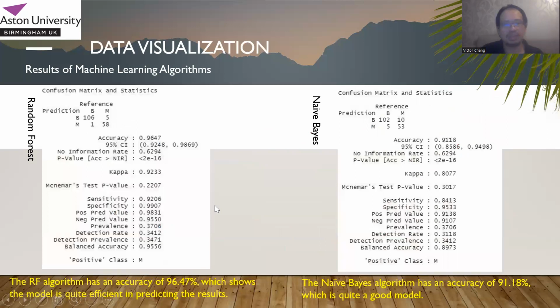And let's look at a machine learning algorithm. We can perform this by using some algorithms such as random forest. Once we run the code, you can see the accuracy. It shows 0.9647, with a 95% confidence interval.